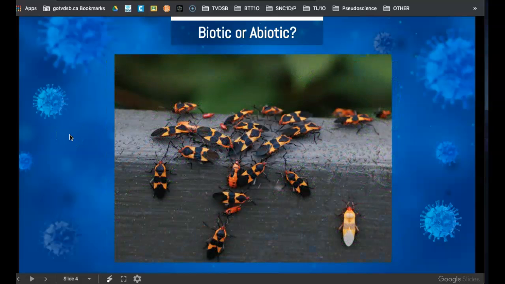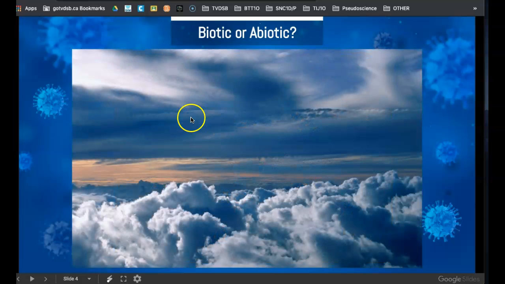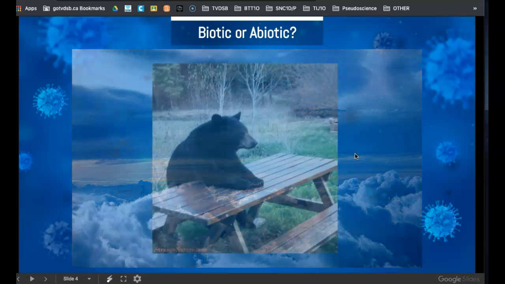How about this? Well, we've got a whole bunch of bugs here. Those are living, so those are obviously biotic. What's the surface that they're on? Well, it's a little hard to tell. It might be metal, then it would be abiotic. It might be wood. Would that be biotic or abiotic? Well, is it living now? No, then it's abiotic. All right. We have the clouds. We have the sky. That's just air, atmosphere. That's abiotic.